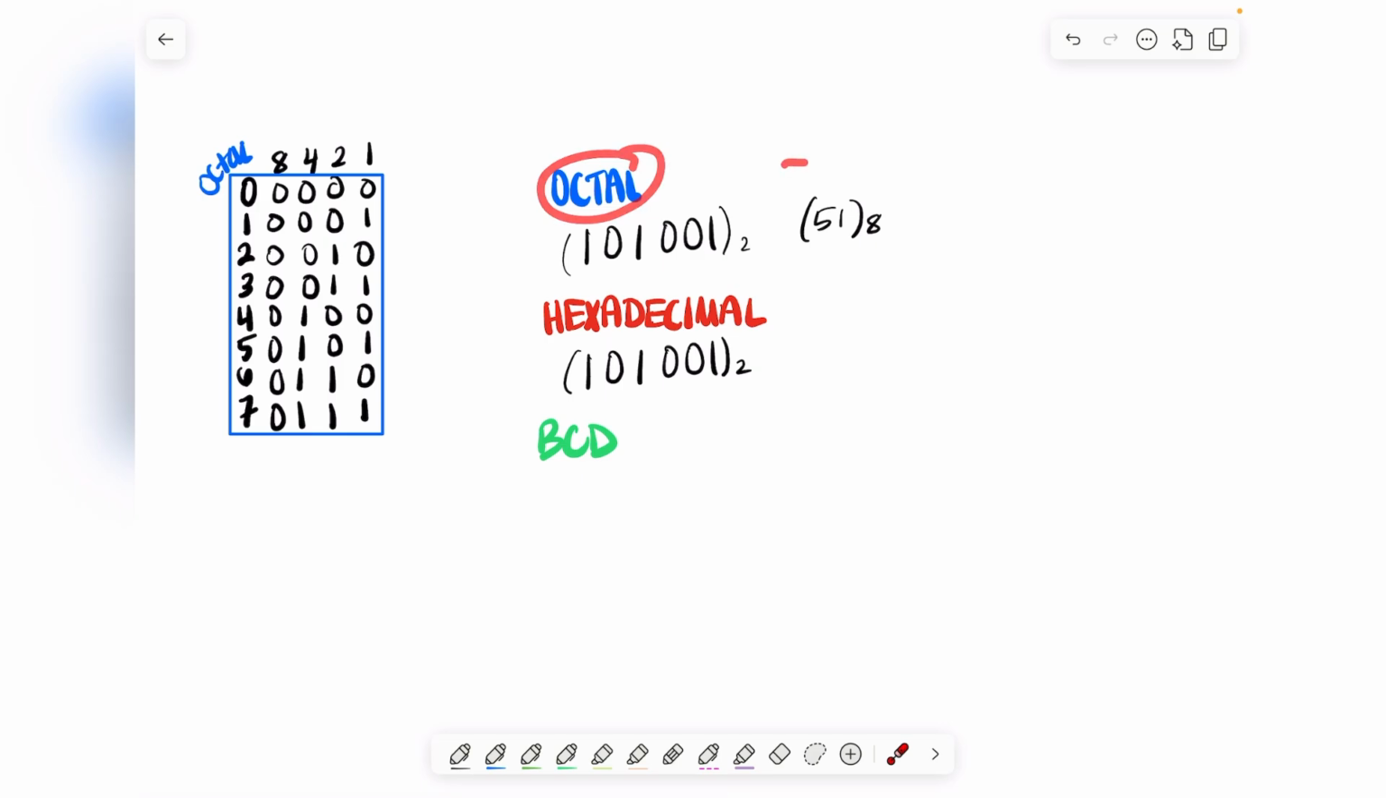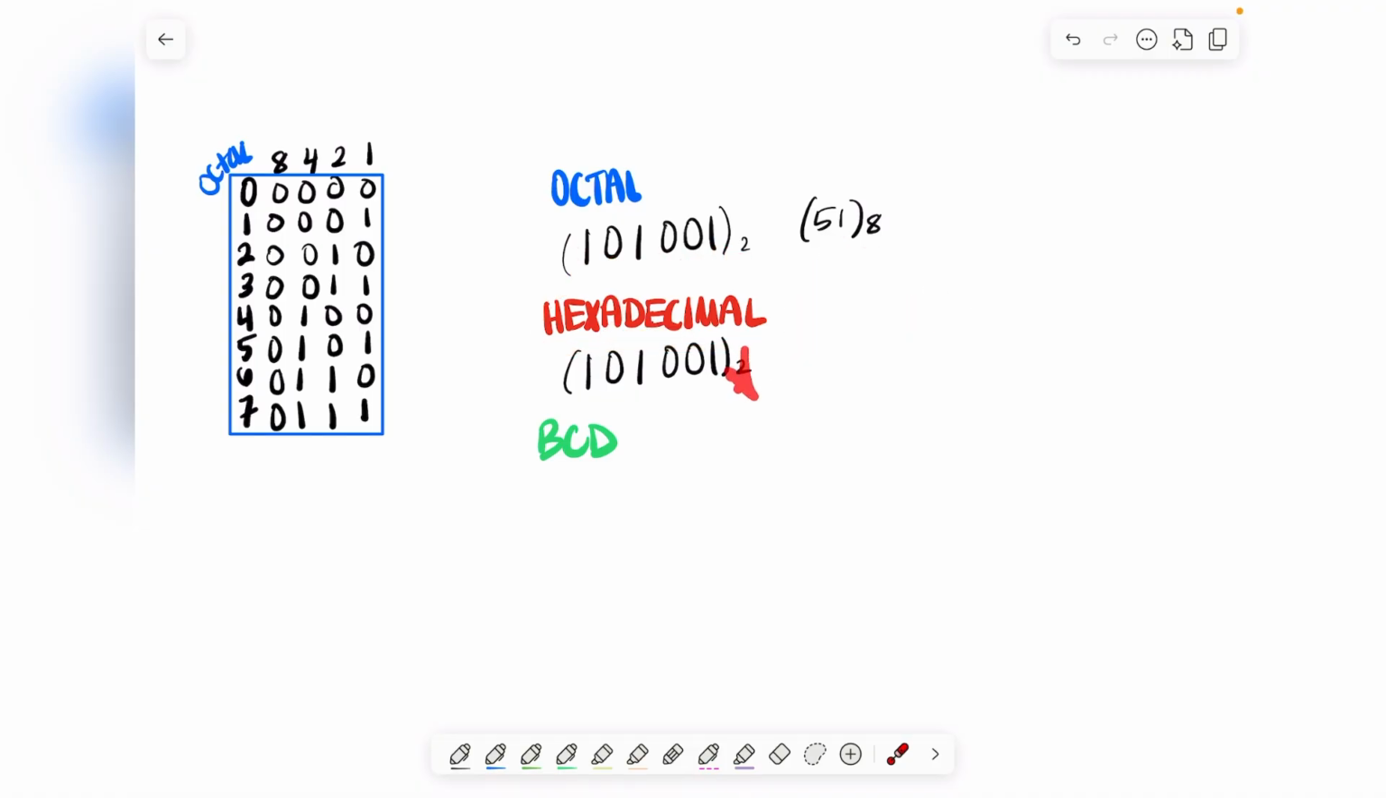Well, octal means 8. So you just ask yourself, 2 to the what is equal to 8? 3. That's why you make groups of 3 with octal. Hexadecimal: hexa means 6, deci means 10. 6 plus 10 is 16. This is base 16. Ask yourself, 2 to the what is 16? 4, which is why we make groups of 4.